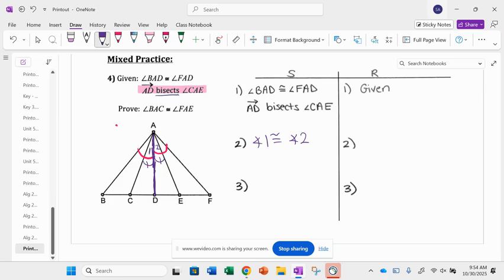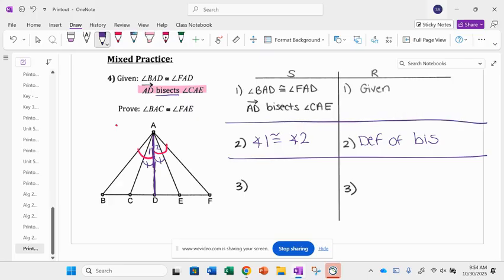And what was the word that told us that those two were going to be congruent? Bisect. So what do you think I'm going to write here? You got it. Def of bisect. Now, the last thing we want to do is always write down, the last statement is always what we want to prove. So I want to prove angle BAC is congruent to angle FAE.